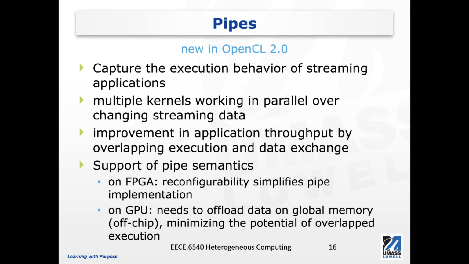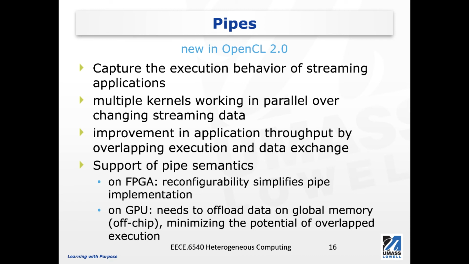Pipes are proposed in OpenCL 2.0. The goal is to capture the execution behavior of streaming applications. There can be multiple kernels working in parallel over a sequence of data. We call them streaming data. And this will improve application throughput by overlapping execution and data exchange.